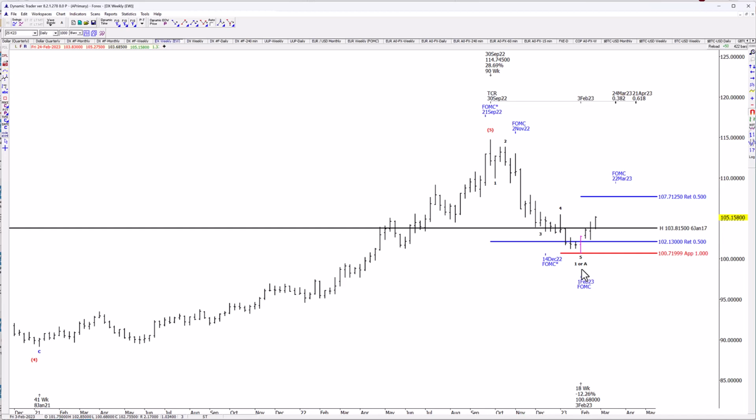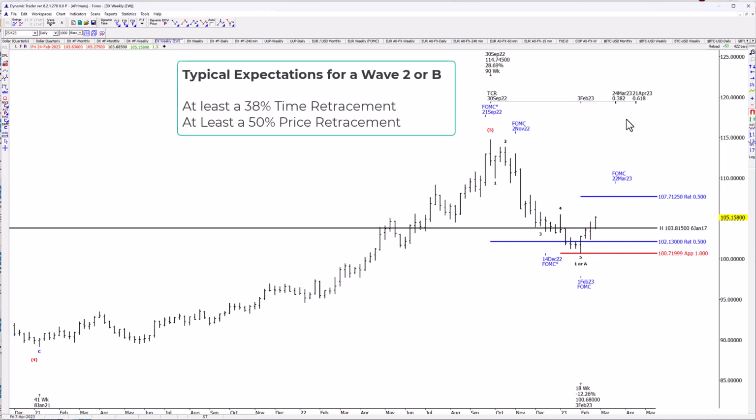But for right now, let's just take a look at what is the probable outcome and trend over the next few weeks. If indeed this completed a 5-wave decline, and if indeed the dollar index is making a correction, the correction, a wave 2 or B correction, usually reaches around the 38 to 62% time retracement of the wave 1 array. That brings us into the week ending March 24th through the week ending April 21st.